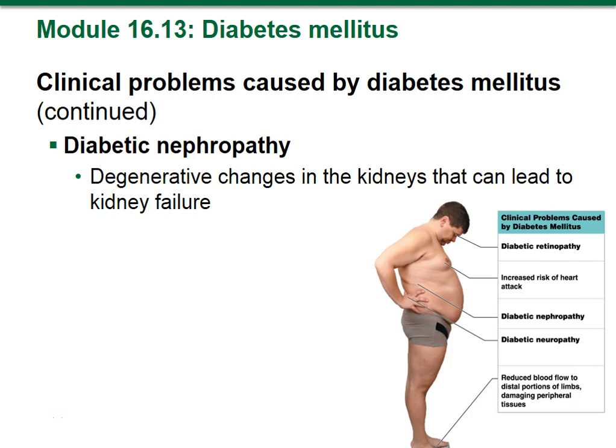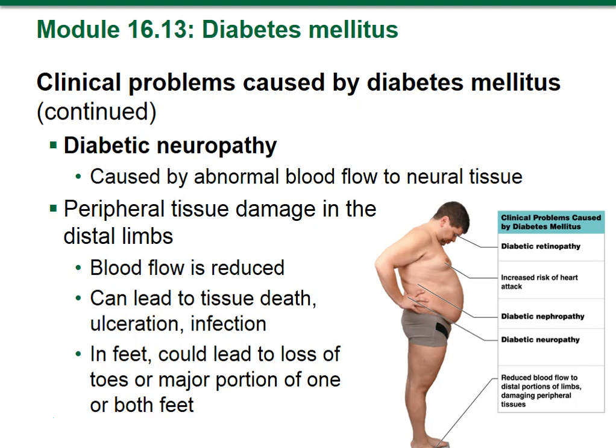And diabetic nephropathy, you have degenerative changes in your kidneys that can lead to kidney failure. It's like a very serious thing, obviously. And that's caused by abnormal blood flow to the neural tissue.